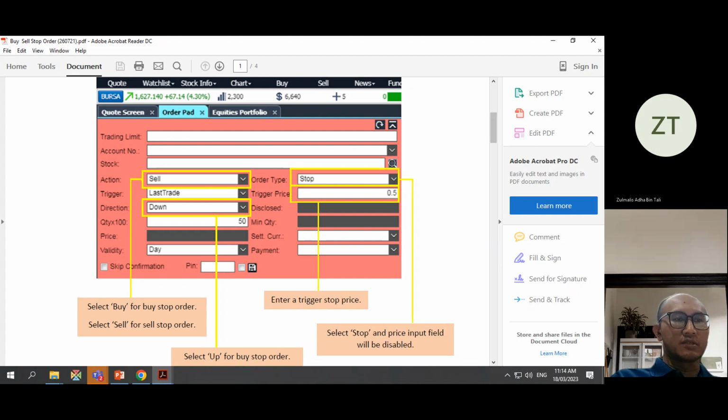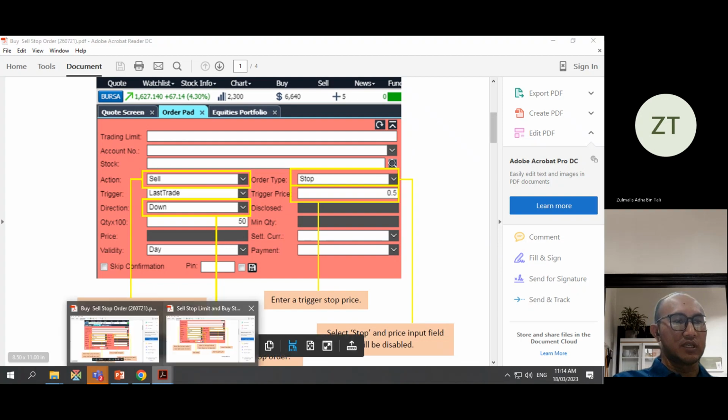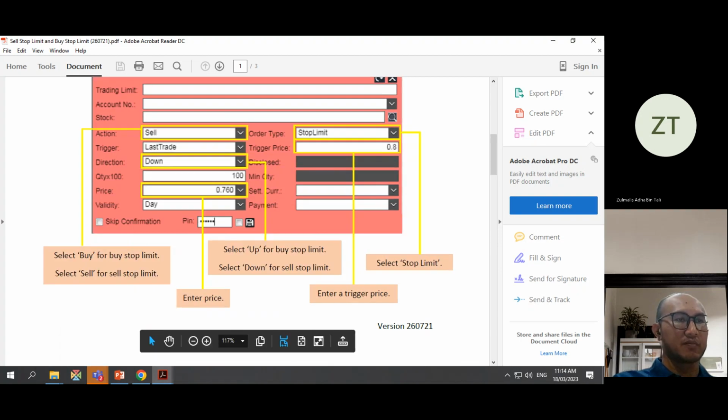Okay. Stop means there are two things here. One is stop and another one is stop limit. Stop basically, once the price hits the trigger price, it will auto sell. Your order will be placed straight away. It will be executed immediately based on available market price. So two things, yeah. Another one is stop limit.